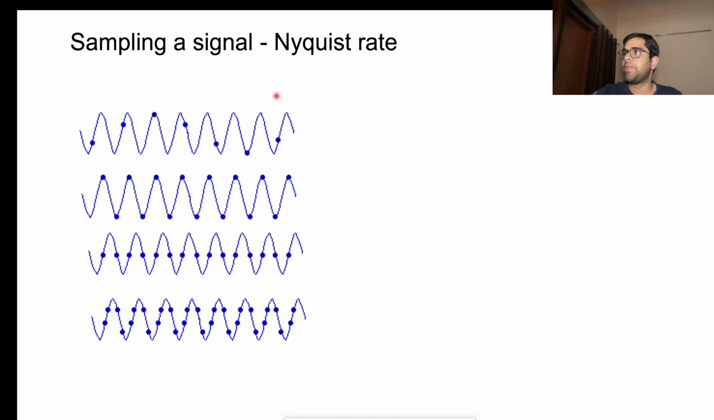This is how you sample. There is a minimum rate at which you can sample, or you can sample above that. You can also sample even more than this, but you can't sample less than this because you will lose the information if you sample at a rate less than 2 times the signal frequency.